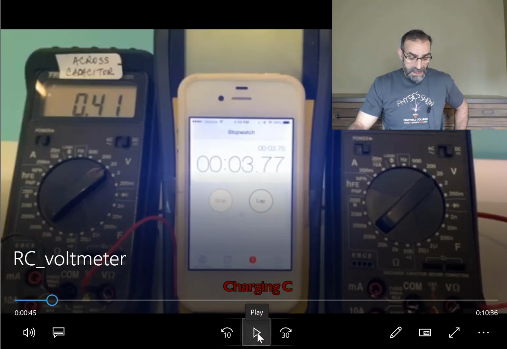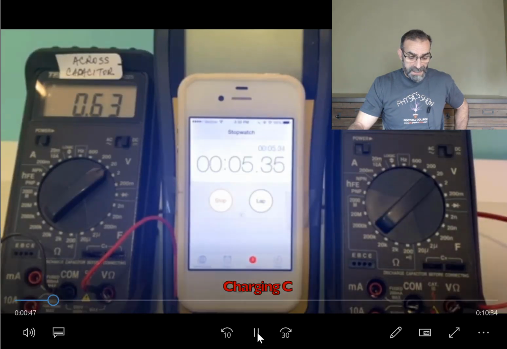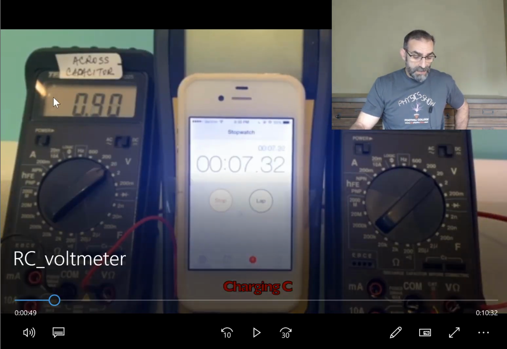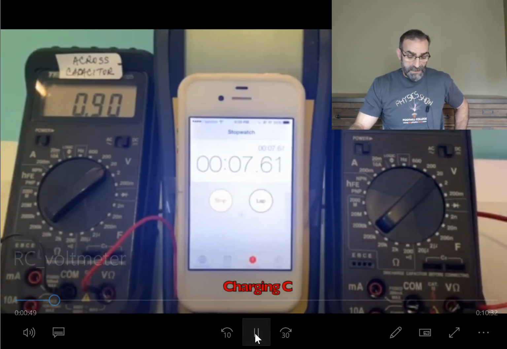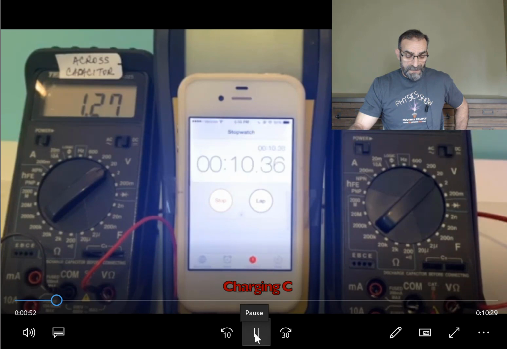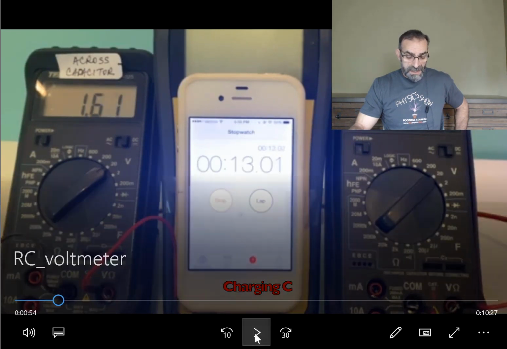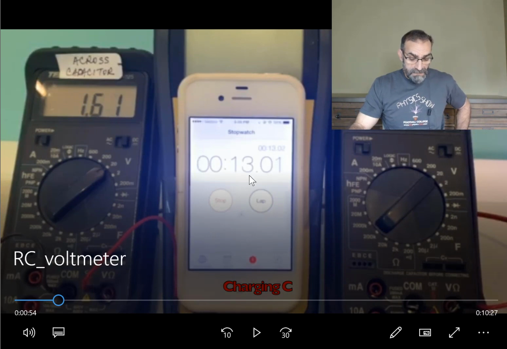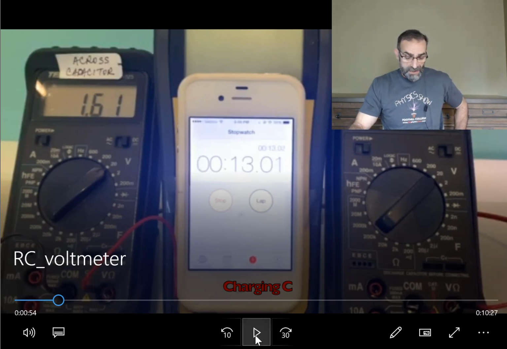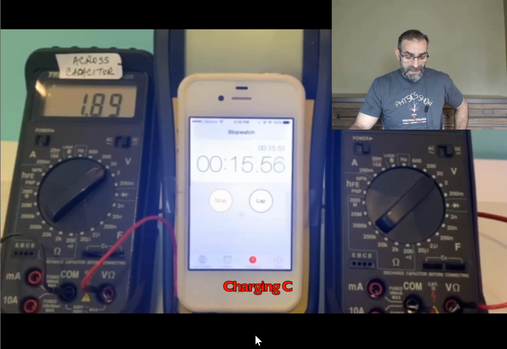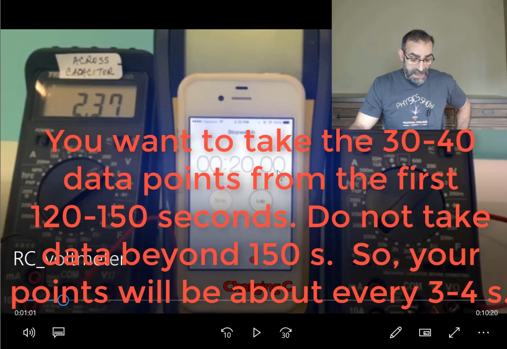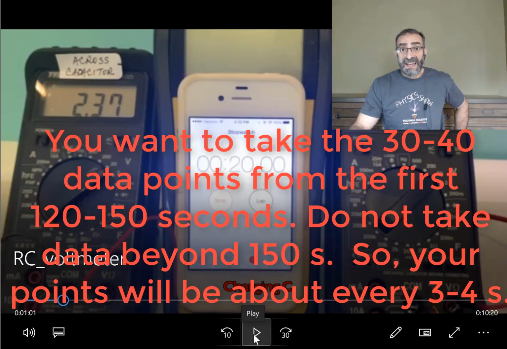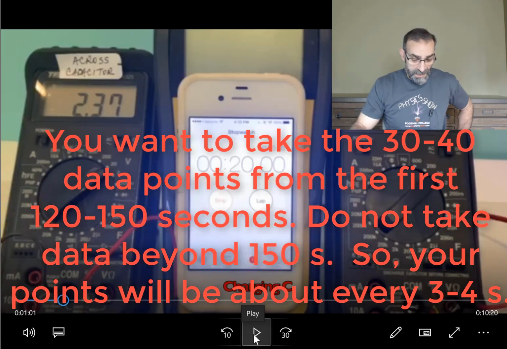And you're just gonna hit play, let it go for about 6 or 7 seconds, and pause, and then write down the reading. So 0.9 volts and 7.32 seconds. And then you're going to go for about another 7 seconds or so, and hit pause, and record 1.61, 13.01 seconds, right? And then you're going to go for another 7 seconds or 8 seconds, and do the same thing, right? And so 2.37 at exactly 20 seconds, right? So you're just going to keep doing that until you have 35, 40 data points, something like that.